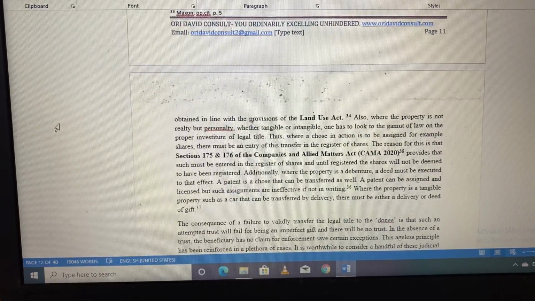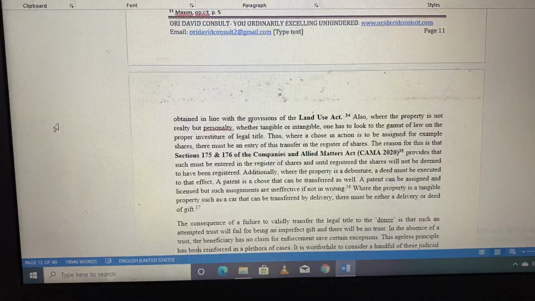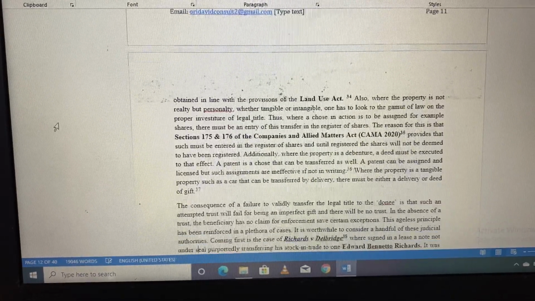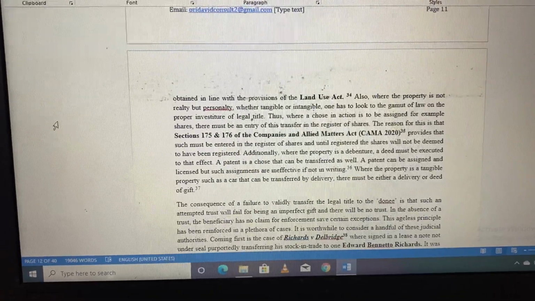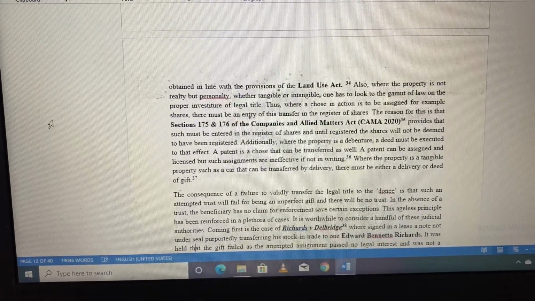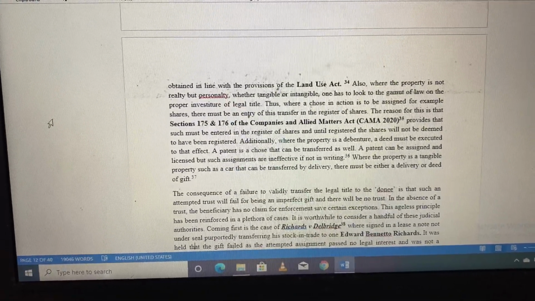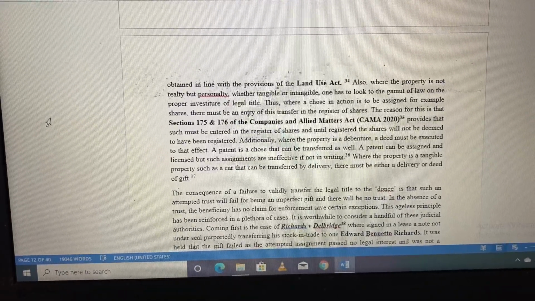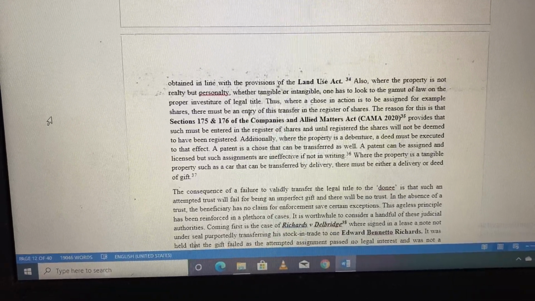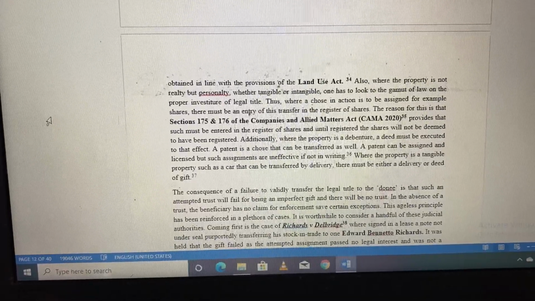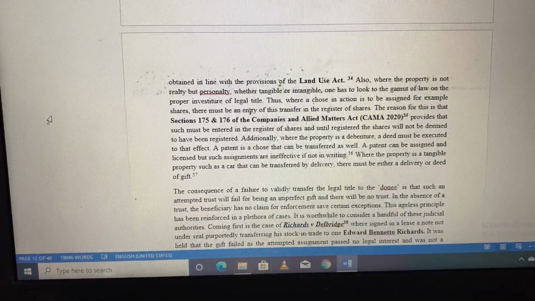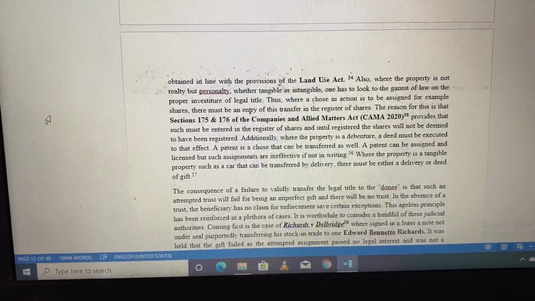If this has not been done, then automatically the shares have still not been transferred to me. So until you register, the shares will not be deemed to have been registered. Additionally, where the property is a debenture, that is a secured loan, a deed must also be executed to that effect. Remember that a patent is also a chose in action and can also be transferred.